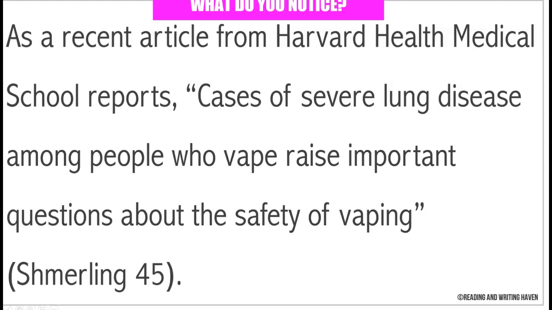Hopefully you've looked at it already, but if not, here is a correctly formatted sentence example. As a recent article from Harvard Health Medical School reports, cases of severe lung disease among people who vape raise important questions about the safety of vaping. Okay, what do we notice about this sentence? First, it's not a quote that's just thrown in there by itself.